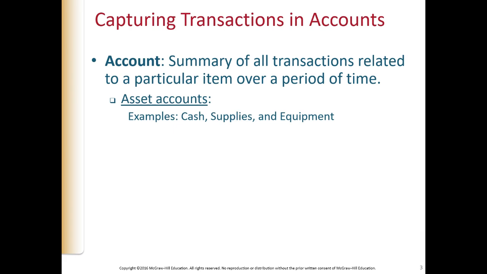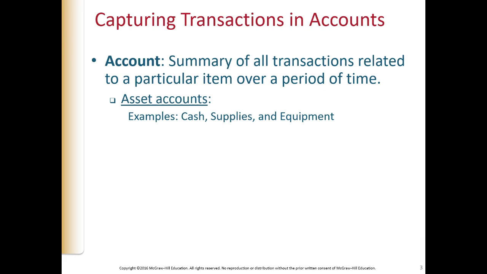Now, an account is a summary of all transactions related to a particular item over a period of time. So the first example shown is cash. We will have a separate account for cash. We will have to record in that account all the increases to cash and all of the decreases to cash. And at the end of the accounting period, we need to find out in any account that we're dealing with, what is the balance as of the end of the accounting period. So how much in cash do we have?